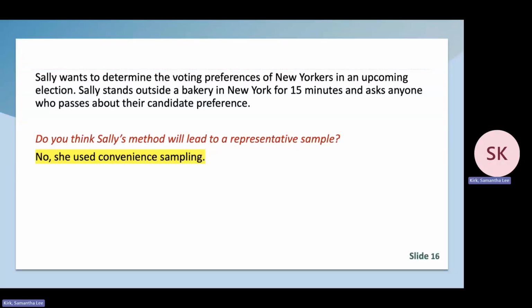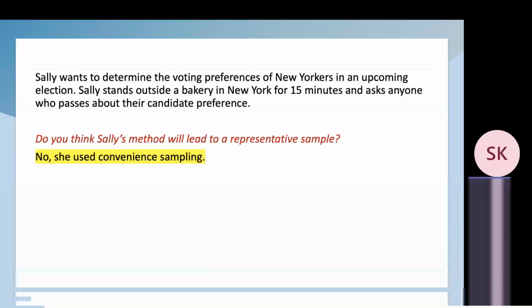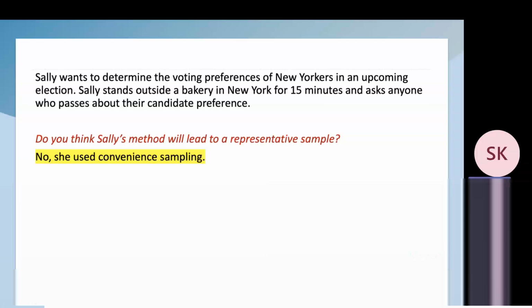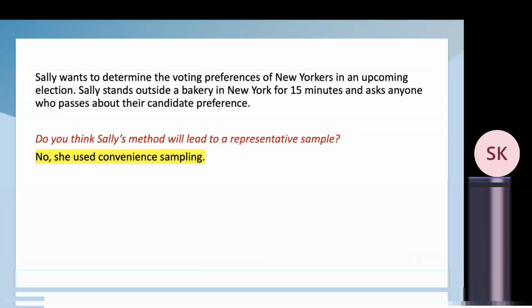So she's limiting the pool from who she's going to pull the sample. She's limiting who she has access to. A better strategy was to go to different businesses and maybe also parks, things like that, to build her sample. But just going to one bakery for 15 minutes, she's really limiting herself. So this is called convenience sampling.